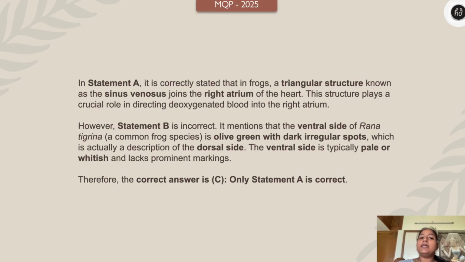Now, statement B is incorrect because they are mentioning the ventral side is having the olive green color with dark irregular spots, which is wrong. The dorsal side will have that. The ventral side will be just pale or whitish in color, and there won't be any prominent markings.